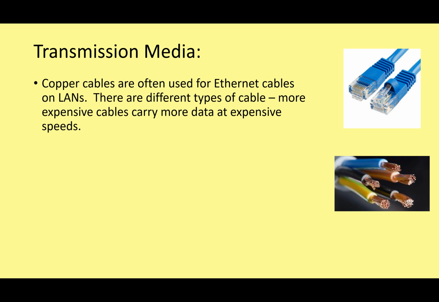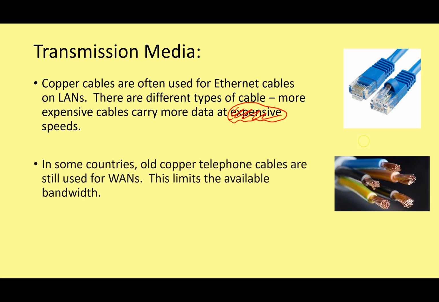Copper cables are often used for the Ethernet cables on LANs. There are different types of cable, and the more expensive cables can carry data at higher speeds. Apologies for the typo there. So different qualities of cable can carry data at different rates. More expensive cables can carry more data around. Less expensive cables can carry less data.